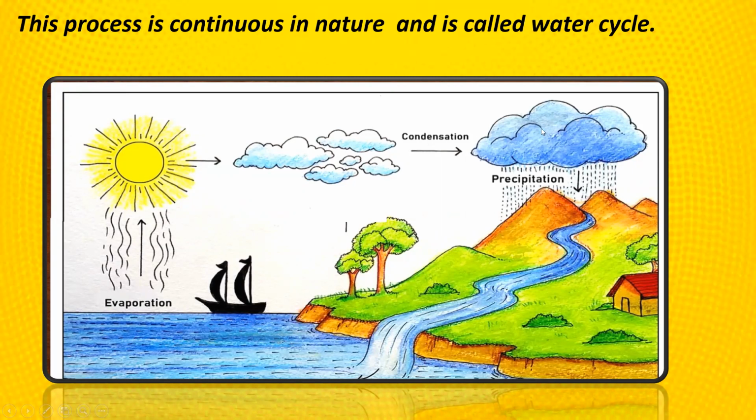When these clouds become heavy with the drops of water, these drops fall down back to the earth, and this process is called precipitation. You can see here the rain is coming down on the earth, and this water ultimately goes down to the water bodies from where it was evaporated, and this is the water cycle. So the water cycle involves 3 processes: evaporation, condensation and precipitation.